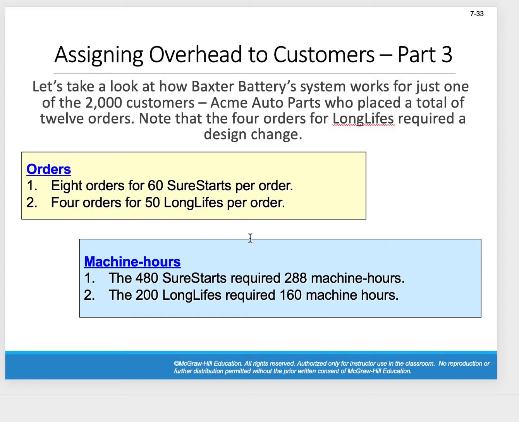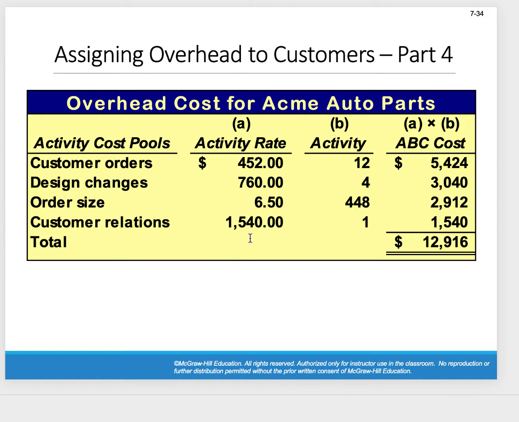So they give us information, right? We had 8 orders for 60 SureStarts per order. We had 4 orders of 50 Long Life batteries per order. And again, those 4 orders did require a design change. And they give us the machine hours that were used to make the batteries for SureStart and the batteries for Long Life. Okay, we do the same exact thing that we did for the product, but we just apply it to a customer.